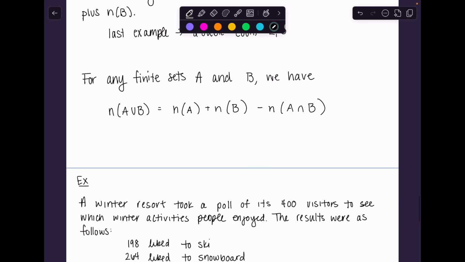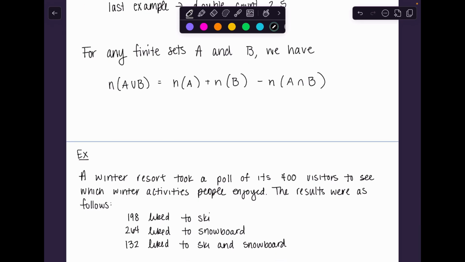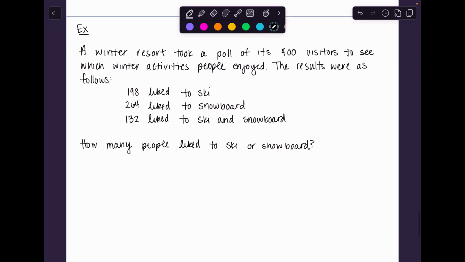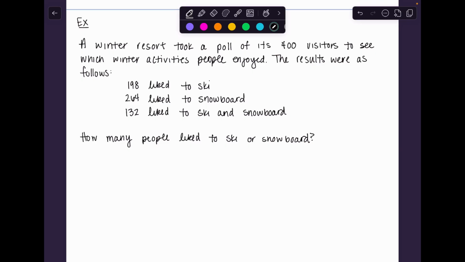What we're going to do is utilize this for a word problem, and I'm also going to show you a way that you could just do this with Venn diagrams as well. So a winter resort took a poll of its 400 visitors to see which winter activities people enjoyed. The results were as follows. 198 people liked to ski, 264 liked to snowboard, and 132 people like to ski and snowboard. We want to figure out how many people like to ski or snowboard, okay?